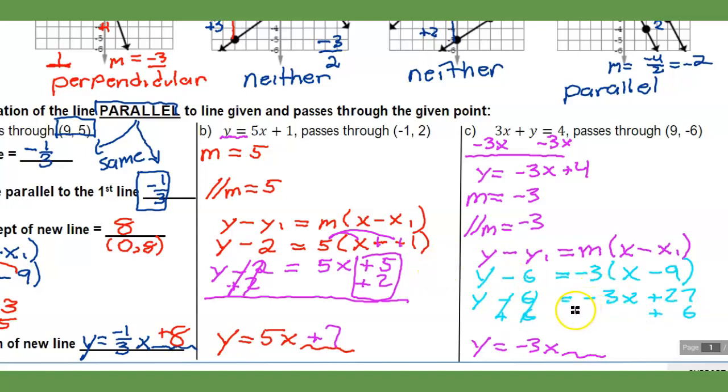So I got, let's see here, 27 plus 6, which is 33. What you guys got? Remember, do it on your own and then check.